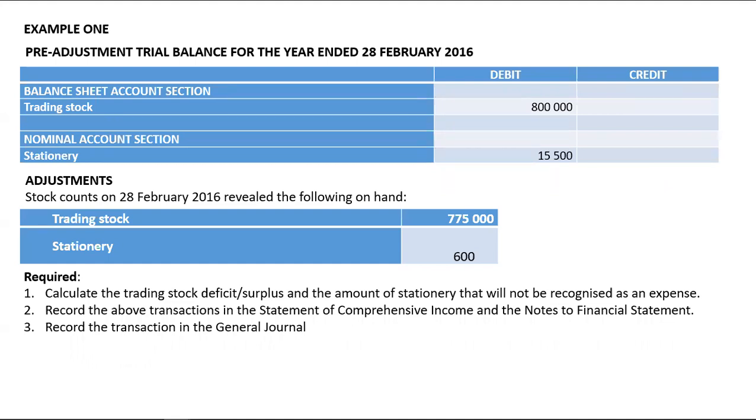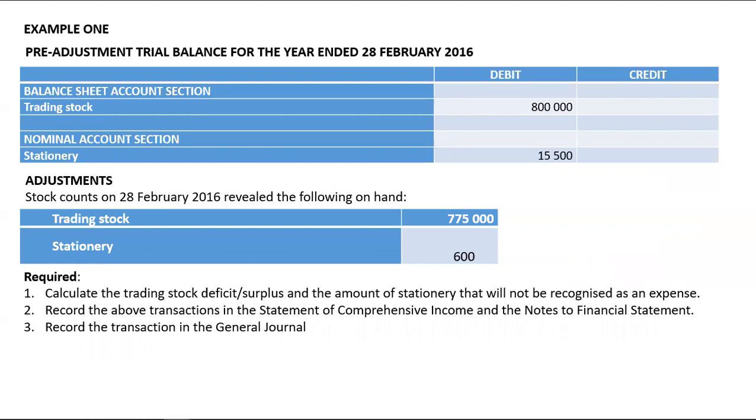Let's look at this example one, where we are given a pre-adjustment trial balance for the year ended 28th of February 2016. In our pre-adjustment trial balance under the financial position accounts section, we have trading stock amounting to 800,000. And under the nominal accounts section, we have stationery.